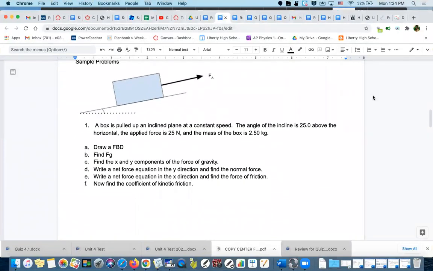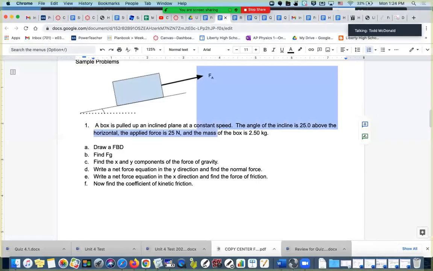So here's our first sample problem. It says we've got a box that's being pulled up an inclined plane at a constant speed. That's important, right? Constant speed.